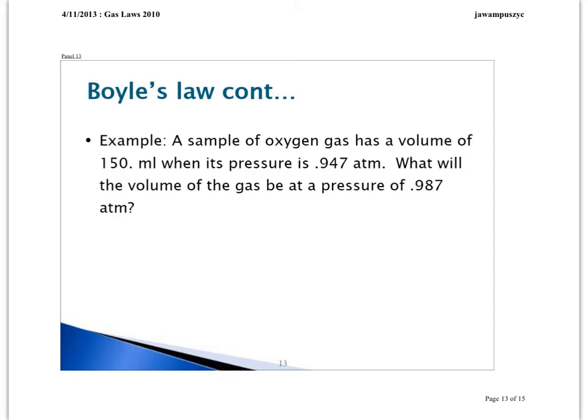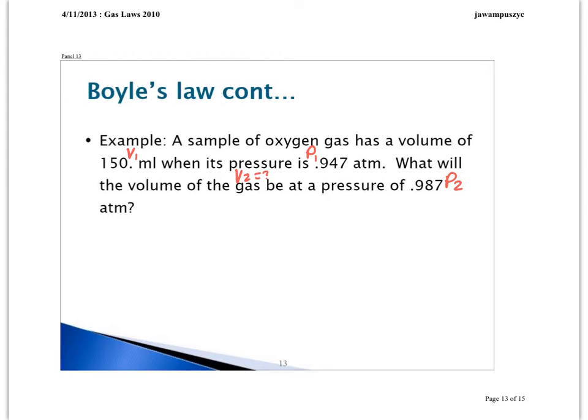So we're told that a sample of oxygen has a volume of 150 milliliters. So I'm going to call that my initial volume, 150, 3 sig figs. And its pressure is 0.947 atmospheres. I'm going to call this P1. What will the volume of the gas be? So that's our unknown. V2 is going to be our question mark. At a pressure of, so that's our second pressure.